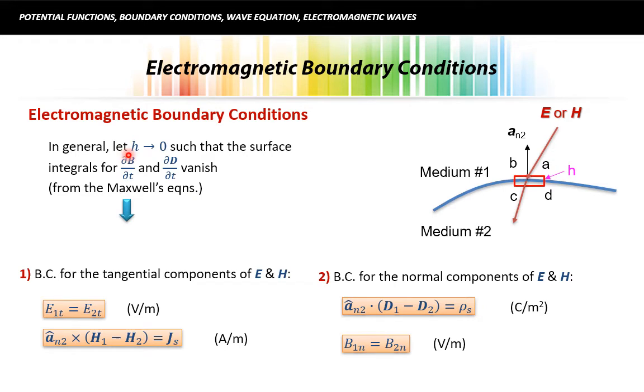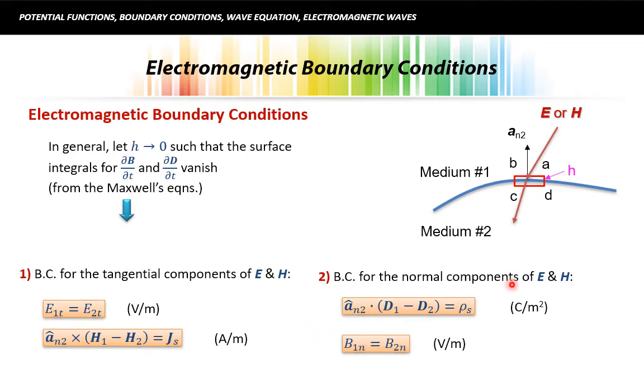In general, if we let h go to 0 such that the surface integrals for del B over del t and del D over del t vanish, from Maxwell's equations we end up with the following two boundary conditions. The first boundary condition is for the tangential components of E and H. We can prove that the tangential components of the electric field are continuous and that for the H field are discontinuous by the amount given in this equation.